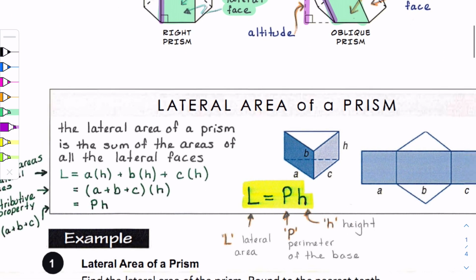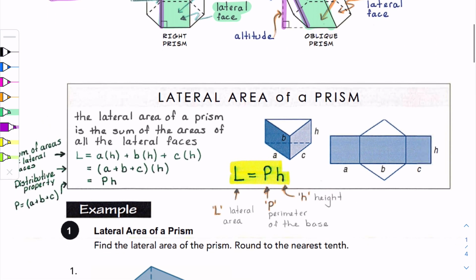So now let's talk about the lateral area of a prism. Lateral area is something that we use when we are finding the surface area. And the lateral area is the sum of all the areas of the lateral faces. So it's the sum of all the areas around, or all the sides of the figure.